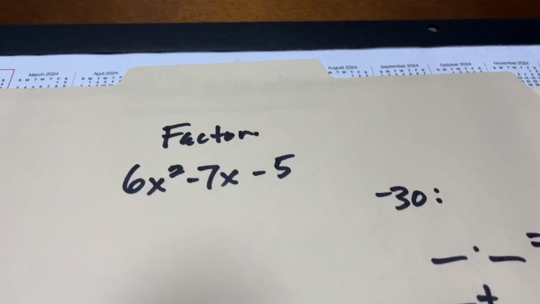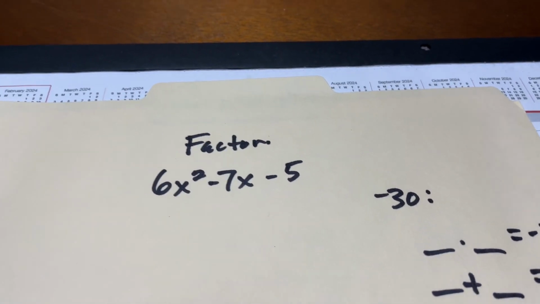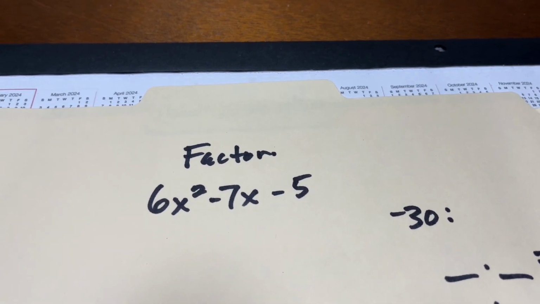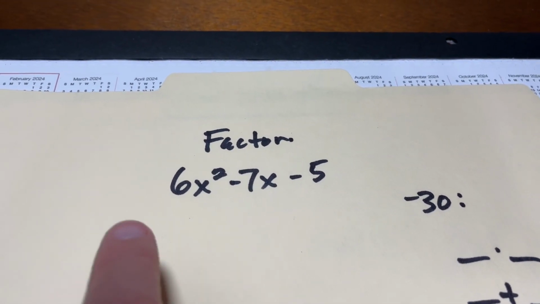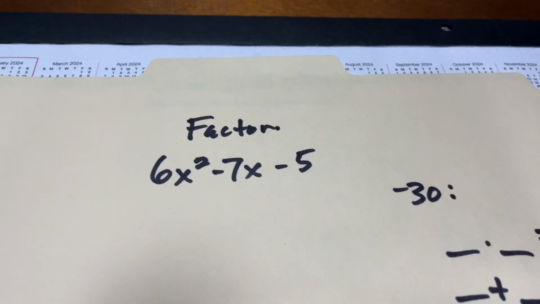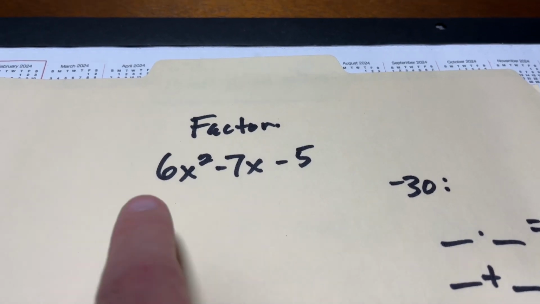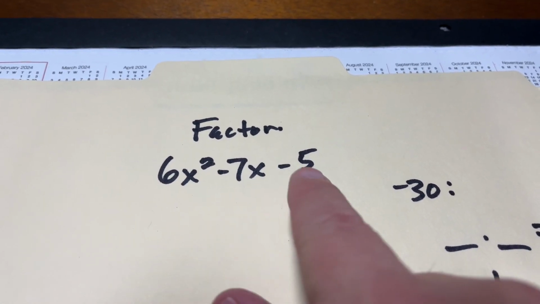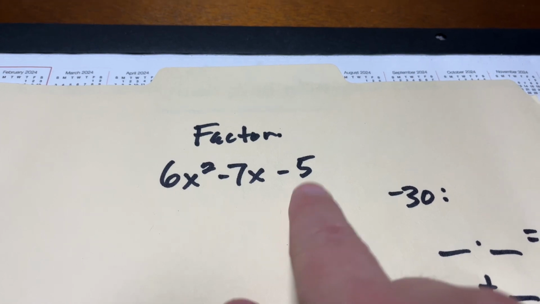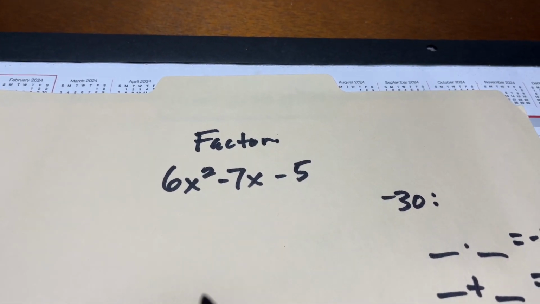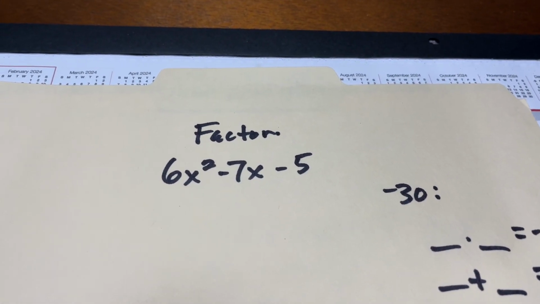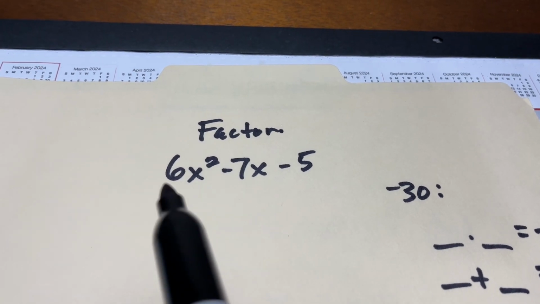Let's talk about how to factor a trinomial like this. So it has three terms. Of course, we always want to try to factor out the greatest common factor if we can, but unfortunately, there is no greatest common factor here. So a really quick way to factor this is to use something called the extended AC method.